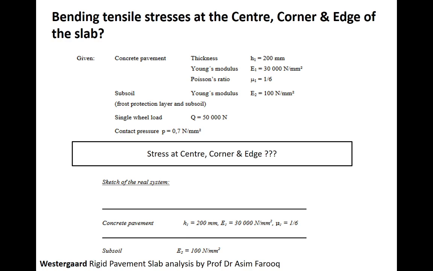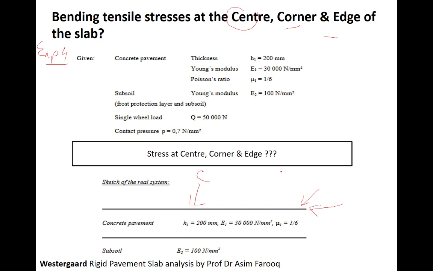So now we reach the point where, so far, we have tried to analyze the tensile stresses when we have a bonded or unbonded condition. We determined it for the single layer, the double layer, as well as for the three layers. Now we are at a stage where we are trying to determine the bending tensile stresses of a rigid pavement, exactly at the center as well as at the corner and at the edge. So the question is, is it possible? If yes, then how?